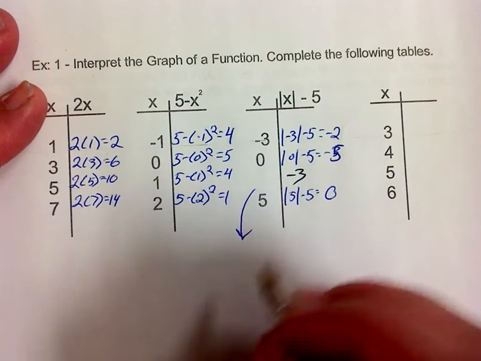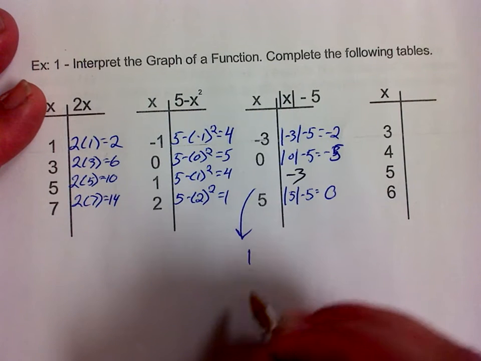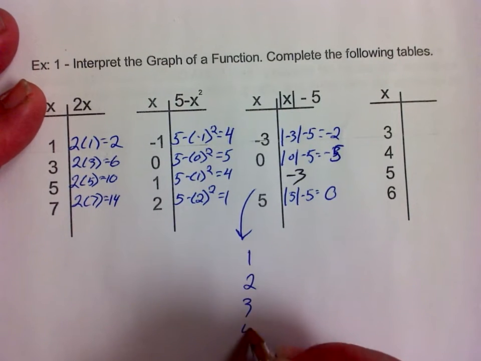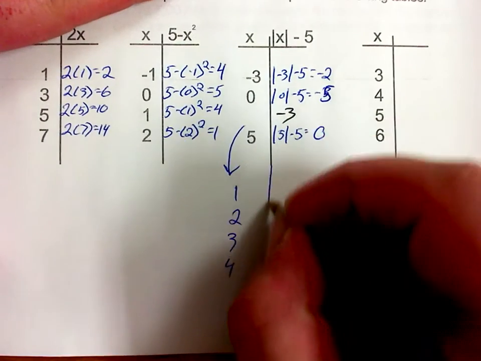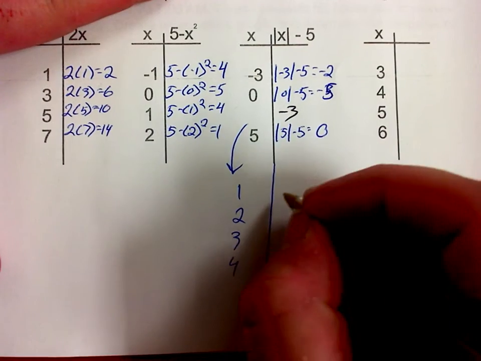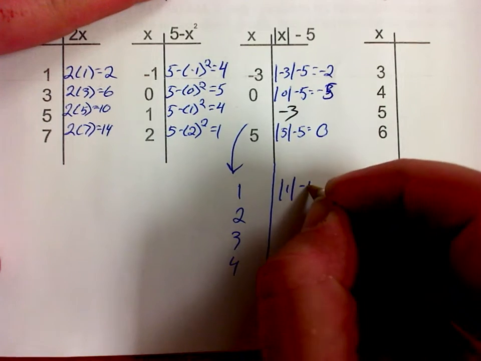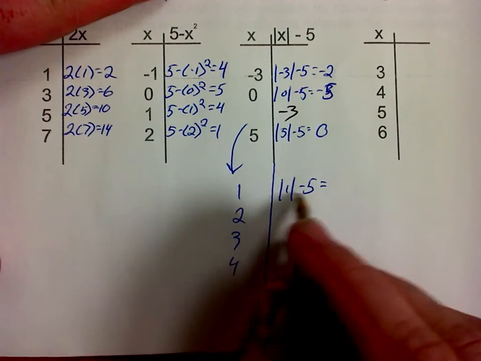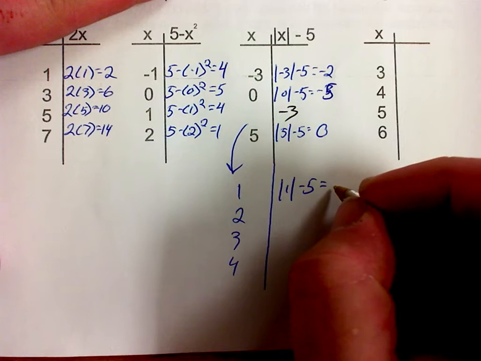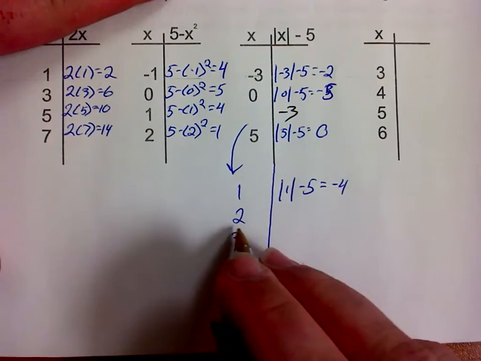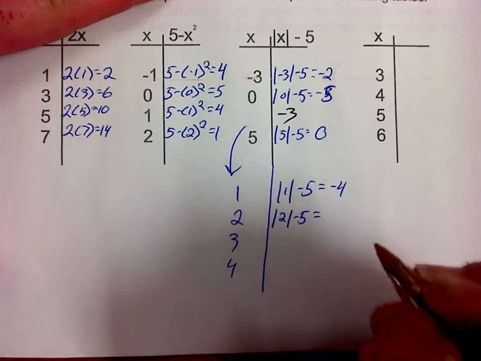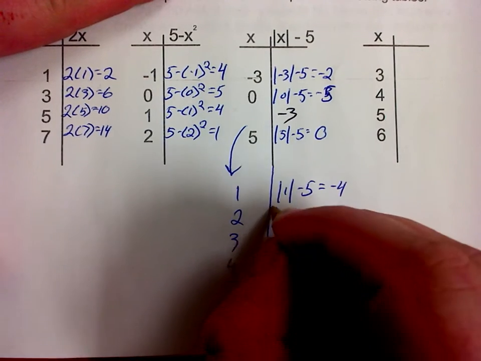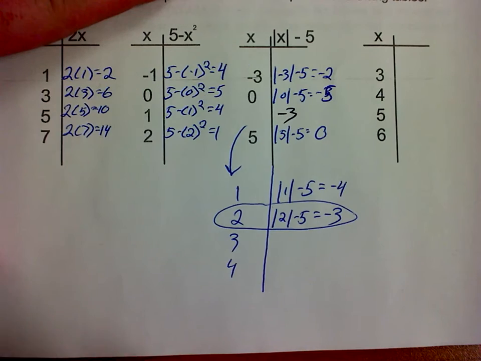If we had to do that by hand, we would have to check 1, 2, 3, and 4, because those are all the values between 0 and 5, all right? So if I were to extend my table a little bit here, if I plugged in 1 to my function, I'd have the absolute value of 1 minus 5, which is going to end up giving us a -4. If I plugged in 2, I get the absolute value of 2 minus 5, which is going to then be just 2 minus 5, which is the -3, which there's our value that we were looking for.